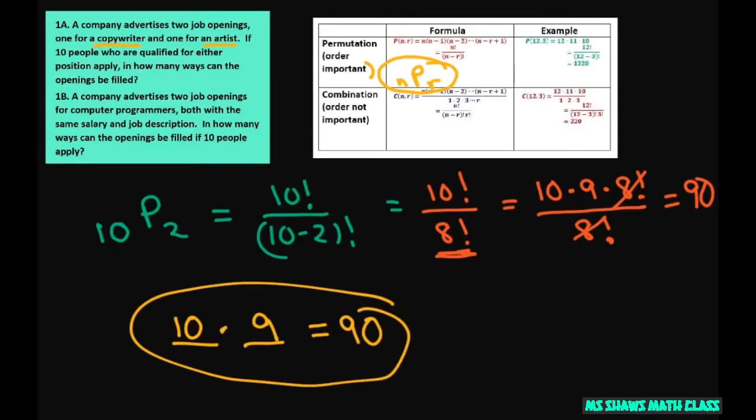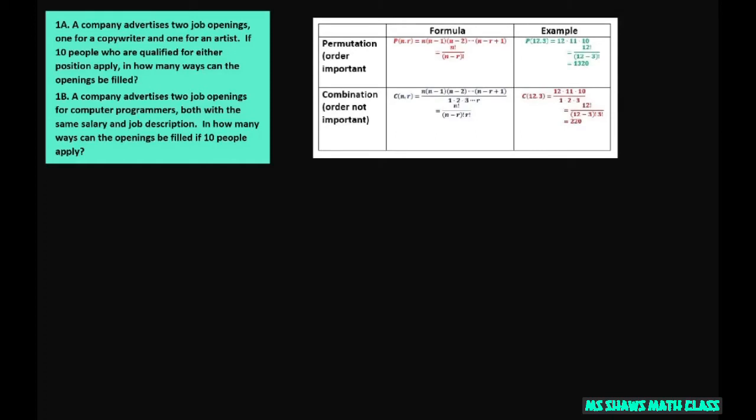Okay? Now the next one: a company advertises 2 job openings for computer programmers, both with the same salary and job description. In how many ways can the openings be filled if 10 people applied? Well, this is going to be a combination because the 2 jobs are identical, and the order of selecting people is not important. So choosing X or Y for the positions is the same as choosing Y or X. So it doesn't matter what you pick first.